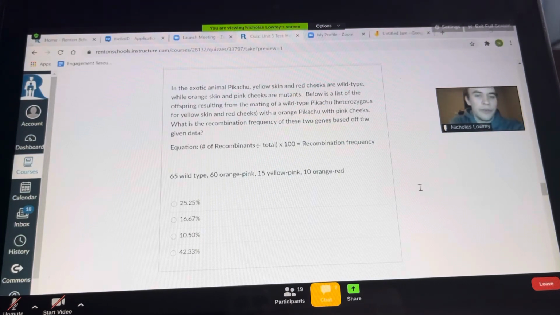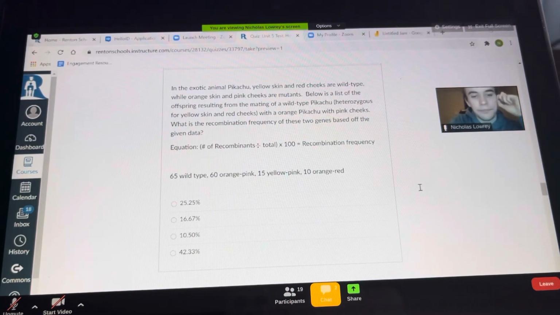And so those are our parental genotypes. And so their offspring that are either wild type, which again is the one with yellow skin and red cheeks, or the orange pink, those are parental. So those are not recombinant because we're seeing the same combinations that we had from the parents. There's no overlap between the dominant and recessive alleles, or phenotypes, I should say. Whereas these yellow, pink, and orange, red, they're both getting one trait from each parent, which means that there has to have been some kind of crossing over event.